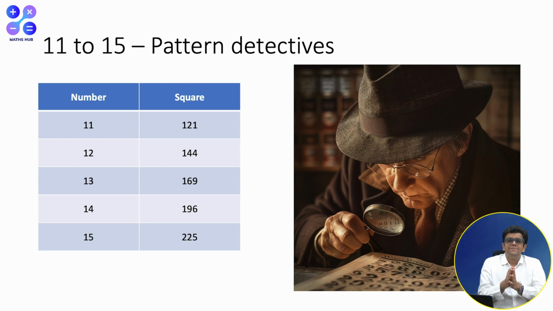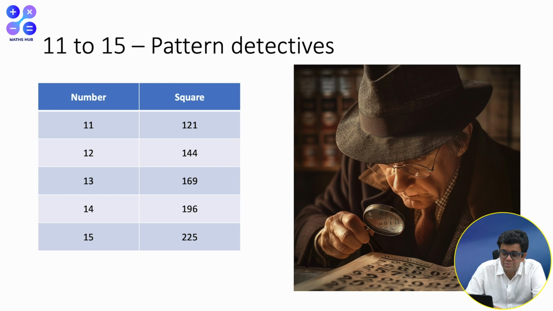Now, the next 5 squares, which is squares of numbers from 11 to 15, are super critical in your journey to calculate squares from 1 to 100. You know why? Because they are something that I call pattern detectives. Curious to know why? Let me tell you why.